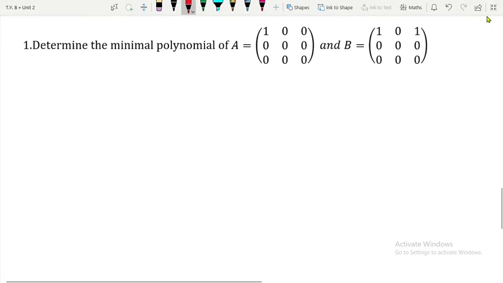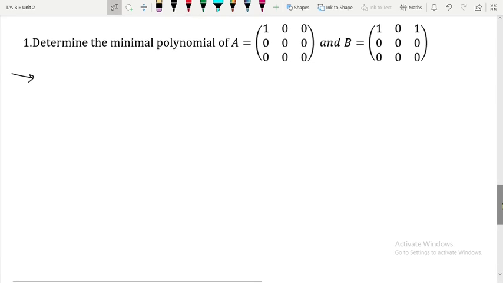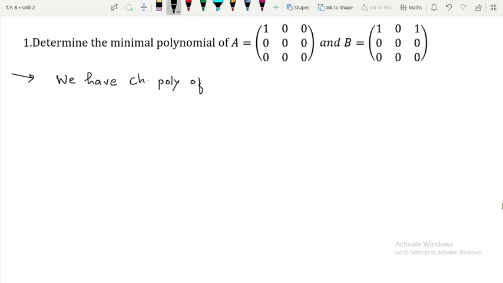Welcome back, students. So in order to find the minimal polynomial, remember we are not interested in eigenvalues at all. So I'm not interested in the characteristic equation, but rather I am interested in the characteristic polynomial. So I'll say we have the characteristic polynomial of A, and it is given as the determinant of, now either you can use x notation or lambda, anyone you can choose.